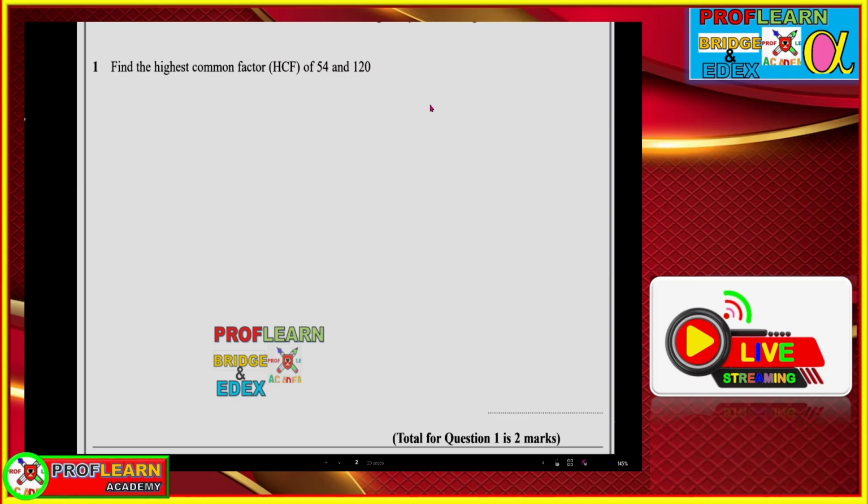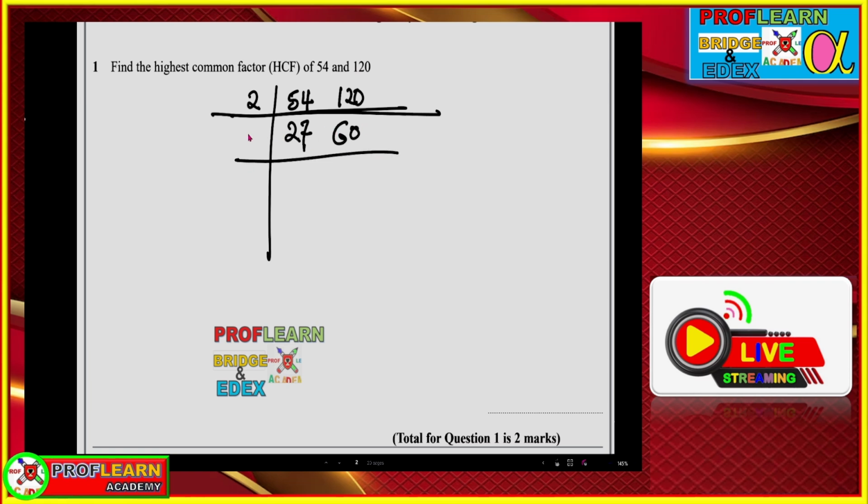The best way to approach it, you are going to draw a figure like this, and then we shall have 54 here and we shall have 120. Then we start figuring out the smallest number that can divide these numbers. We can say 2 can divide these numbers, and this is going to be 27 and this is going to be 60. The next number that can divide these two numbers is 3, and this goes 9 times, and this goes 20 times.